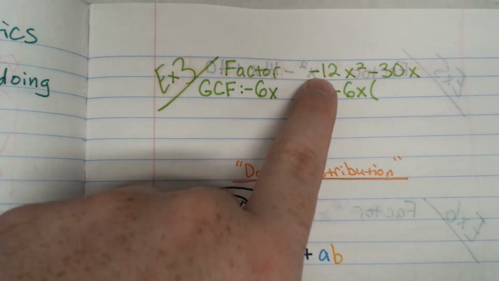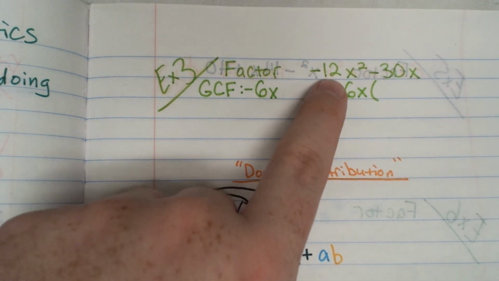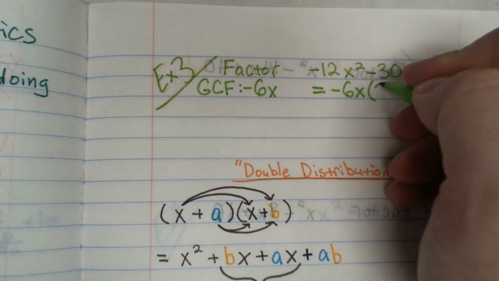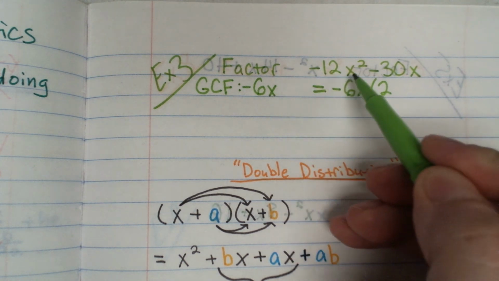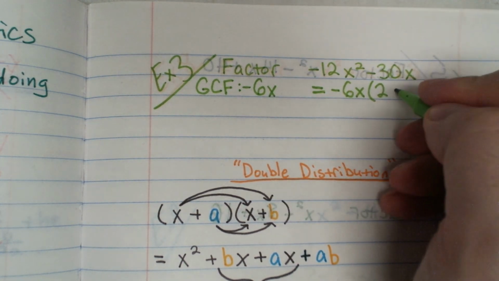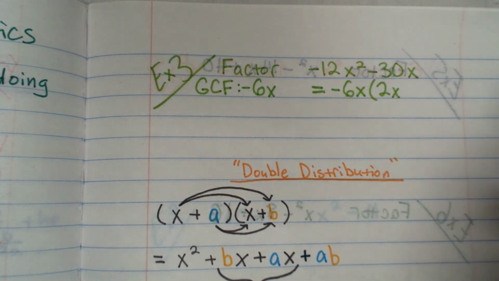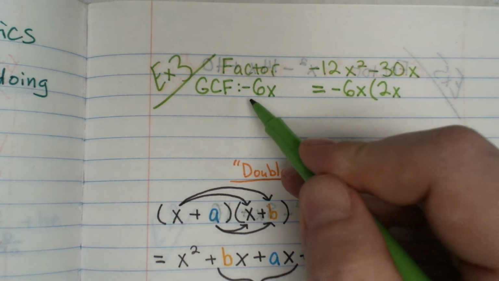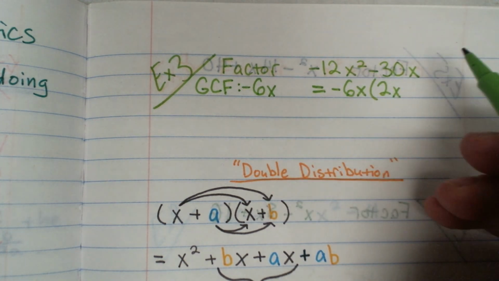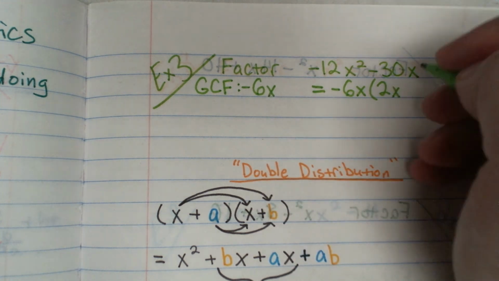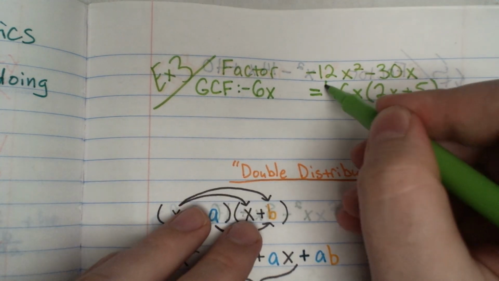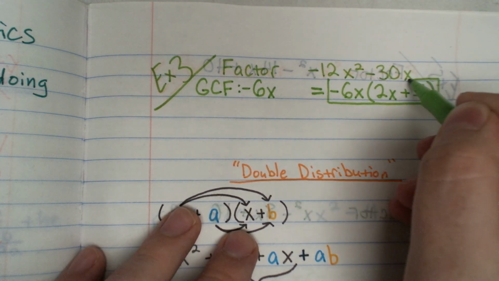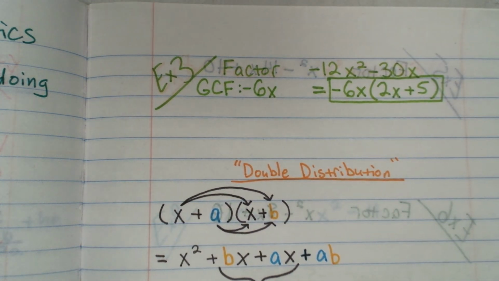If I pull negative 6 out of negative 12, negative 12 divided by negative 6 is a positive 2. And then if I pull an x out of x squared, x squared divided by x is x. And then if I divide negative 30x by negative 6x, the x's divide out, and negative 30 divided by negative 6 is a positive 5. So this should factor as negative 6x times the quantity 2x plus 5.